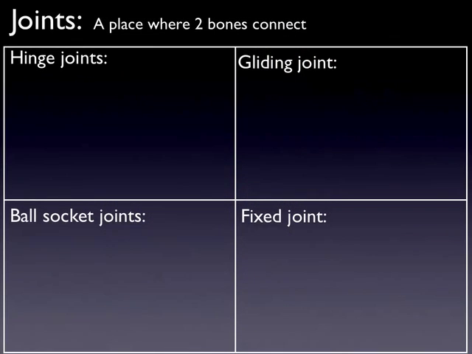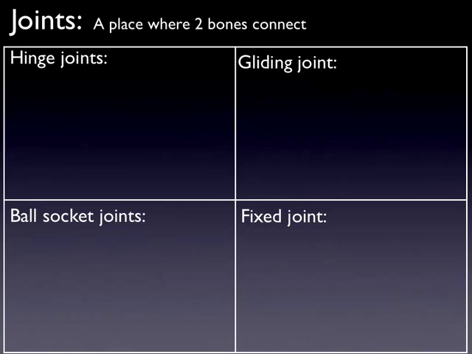All right, joints. The place where two bones connect and there's movement, we call a joint. And there are 4 big categories of joints that we need to learn about: the hinge joint, gliding joint, ball and socket, and fixed joint.